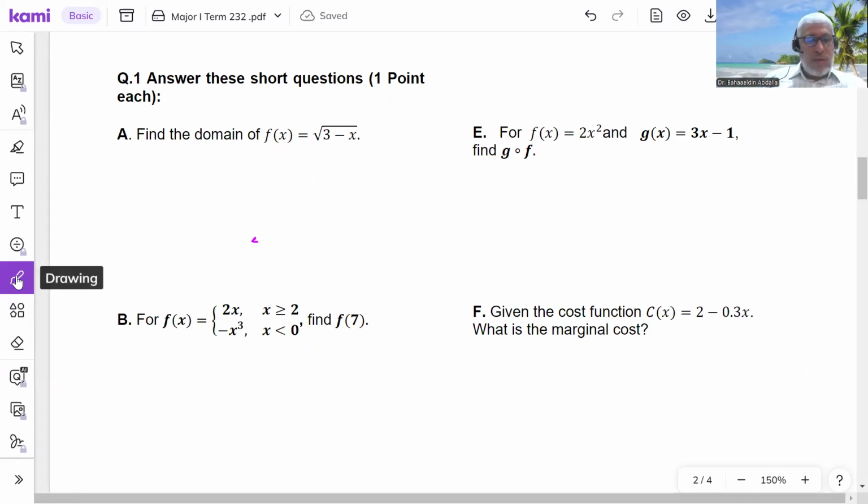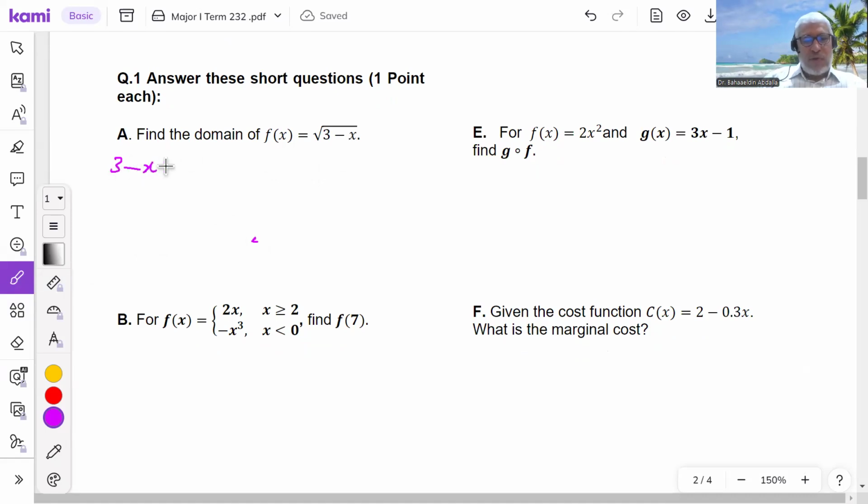So whenever we have a square root, the domain would be whatever is inside the square root has to be greater than or equal to 0. So this is an inequality. You solve the inequality and find the answer. You can take 3 to the other side, no problem. So it's positive 3. When you take it to the other side, it would be negative 3.